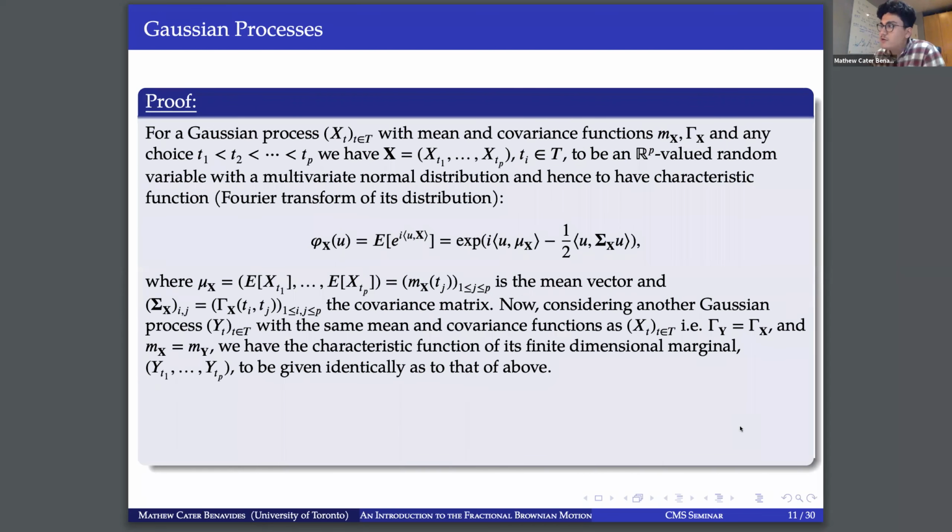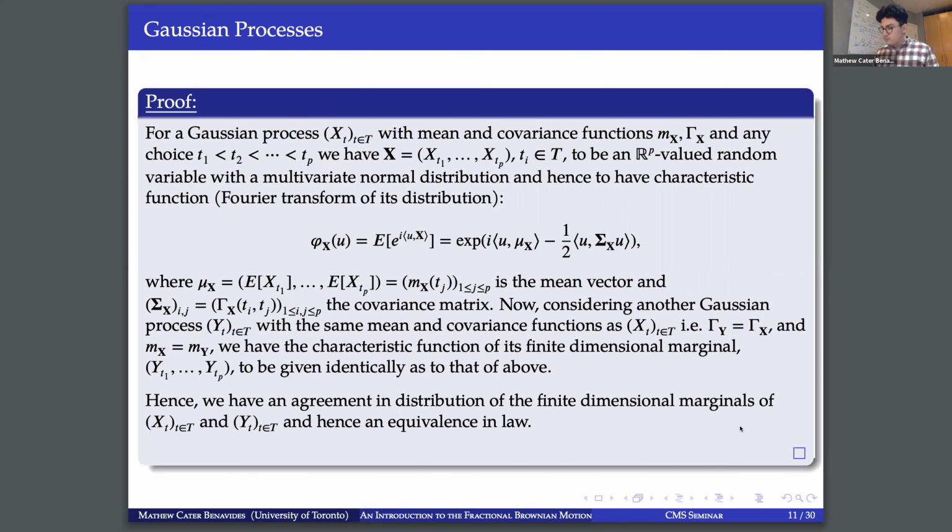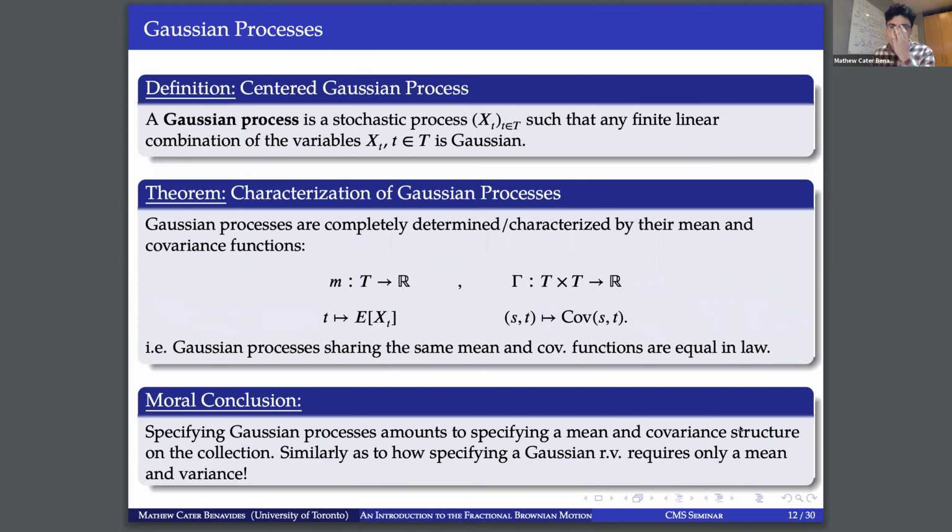So now, if we consider another Gaussian process with the exact same mean and covariance functions, its characteristic function is going to be identical as well, right? For that given finite dimensional marginal. Well, we know that if two random vectors have the same characteristic function, they're going to agree in distribution. And so that's all we're leveraging here. So for those who are less familiar with the construction that just happened, the moral conclusion is as follows. Specifying a Gaussian process or a Gaussian random function amounts to specifying a mean and covariance structure on the collection, because any other Gaussian process with the same mean and covariance structure is going to agree in distribution.